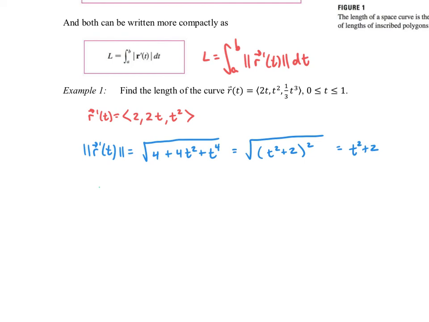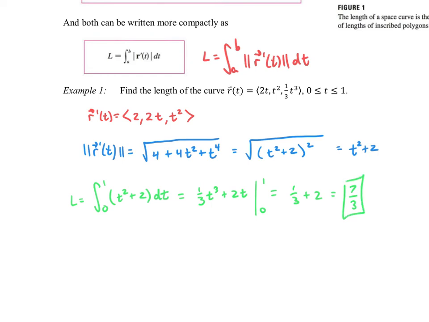Our job is to integrate this. The length is the integral from 0 to 1 of the magnitude of r prime, which we just found is t squared plus 2. Then we have the antiderivative, 1/3 t cubed plus 2t. We go from 0 to 1, so we get 1/3 plus 2, which is 7/3, and that is the length of the curve when t goes from 0 to 1.